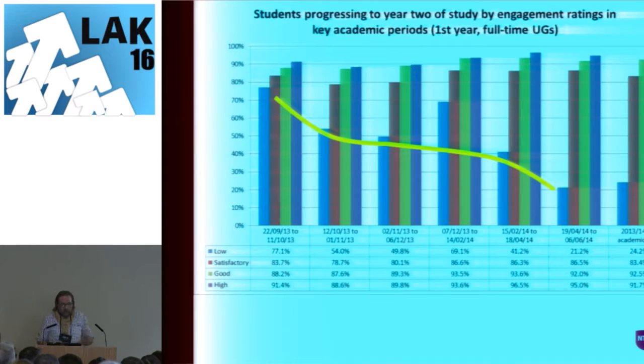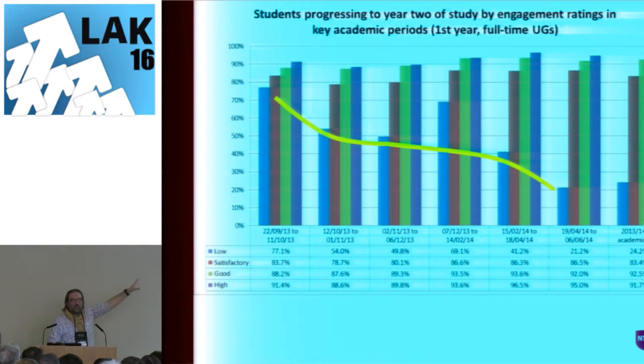We also wanted to just take a quick snapshot, and it's quite a complicated, messy graph, but we just wanted to look at what happens over time. And if you just look at the mid-blue columns here, all I'd want to emphasize is that at the beginning of the year, in the first couple of weeks, if your engagement is low on average, yes, you're less likely to progress than other students.